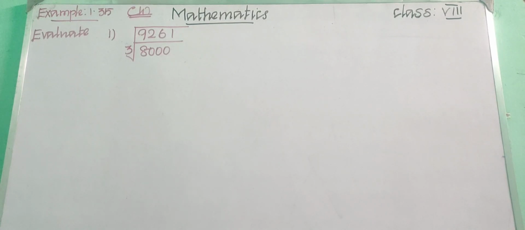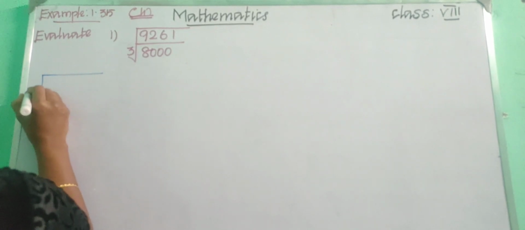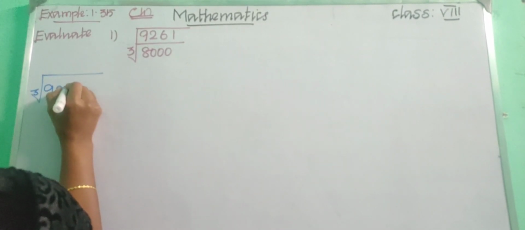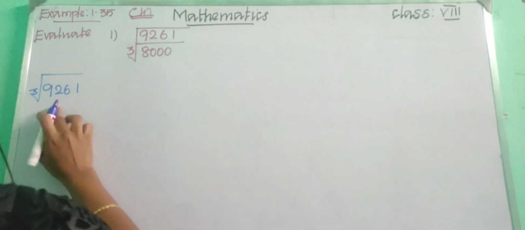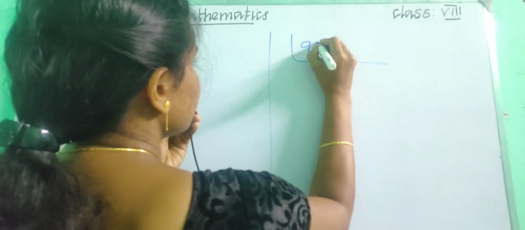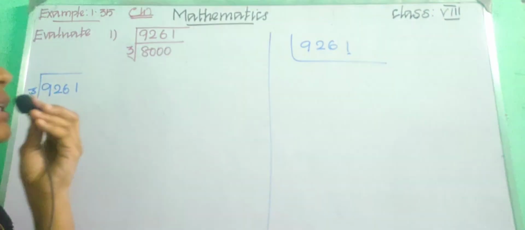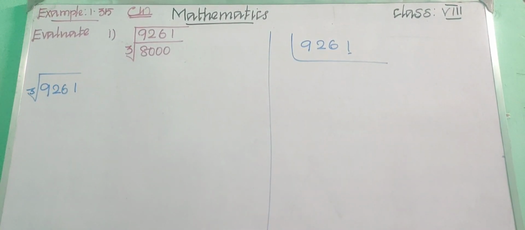Okay, now let us find. Cube root of 9,261. So how do we need to find this? We need to find this by the prime factorization method, right? So let us do the prime factorization here. Okay, see, in the units place we are having 1. So what can we put? We can't use the smallest prime number 2, right?